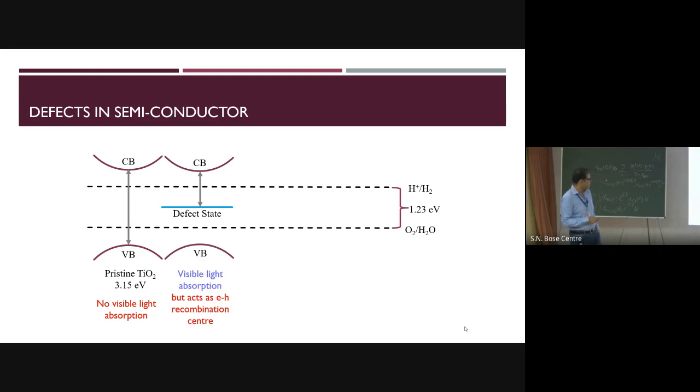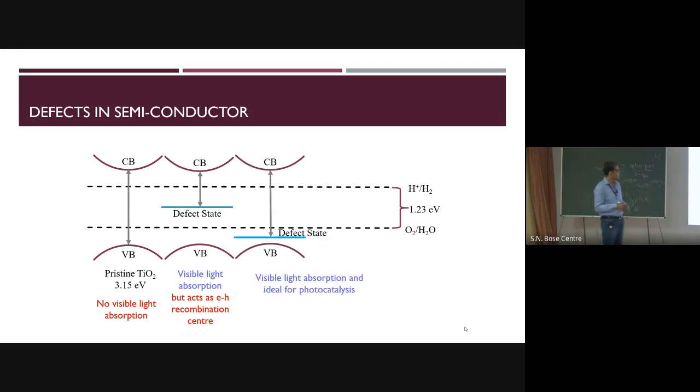For example, if you dope the system and your defect level comes here, it's not good because it will really make things worse, since it is basically a mid-gap state. It will help the electron and hole get recombined over there. So that's not what we're talking about. What you actually need to do is make your defect state here or here, so that the gap is shortened as well as this is not in between. If it is so, then it is good for photocatalysis.